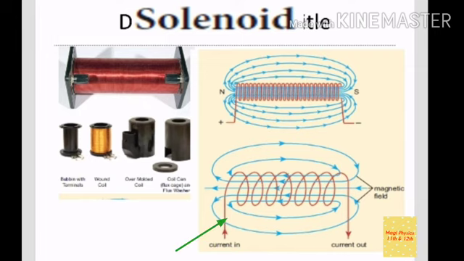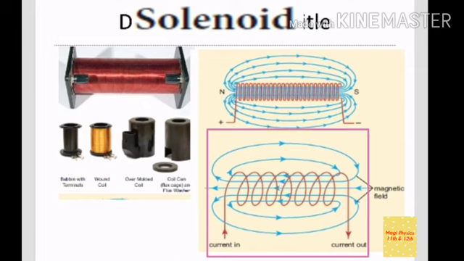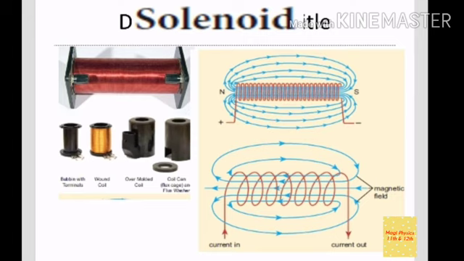When current flows through the solenoid, a magnetic field is produced. It is due to the superposition of magnetic fields of each turn of the solenoid. Inside the solenoid, the magnetic field is nearly uniform and parallel to the axis. But outside the solenoid, the field is negligibly small.